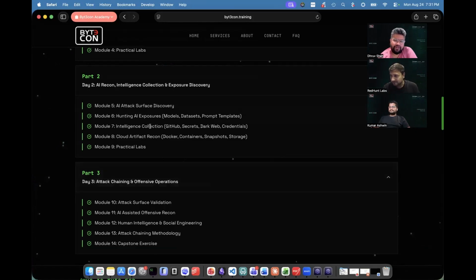Right. So I do see that on day two, you were talking about hunting for AI endpoints if an organization is using them, also identifying their Docker containers and snapshots, even intelligence collection, like on GitHub and dark web credentials and leaks. So these are things that you will be practically demonstrating within the training. Of course, yes.